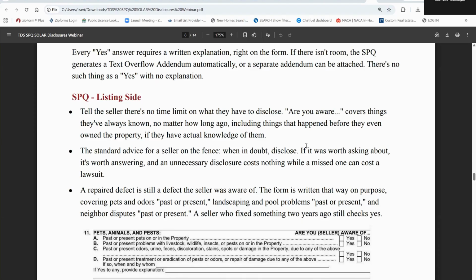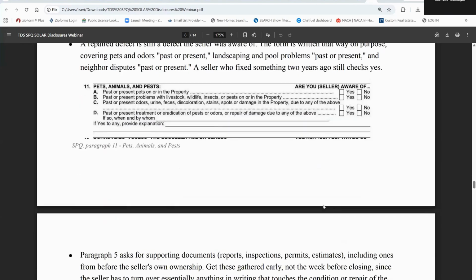So I like to tell the seller, the state of California wants the buyer to know everything you know about this house, and that's how we're going to fill out this disclosure. A repaired defect is still a defect the seller was aware of. The form is written that way on purpose, covering pets and odors, past or present, landscaping and pool problems, past or present, and neighbor disputes, past or present. A seller who fixed something 2 years ago would still check yes, saying this thing happened. Here's how I corrected it. That's how the explanation would go. It's pretty simple.